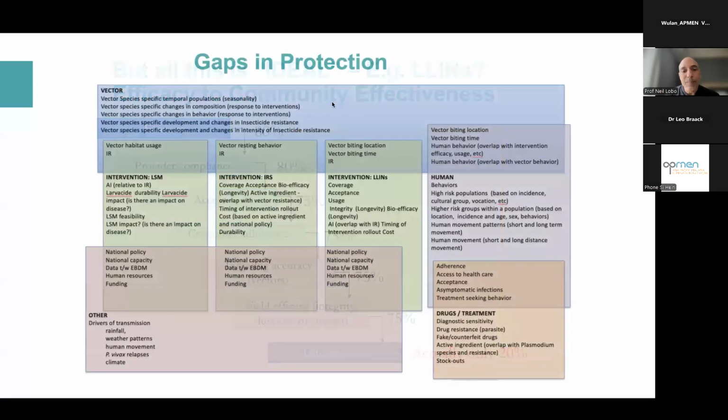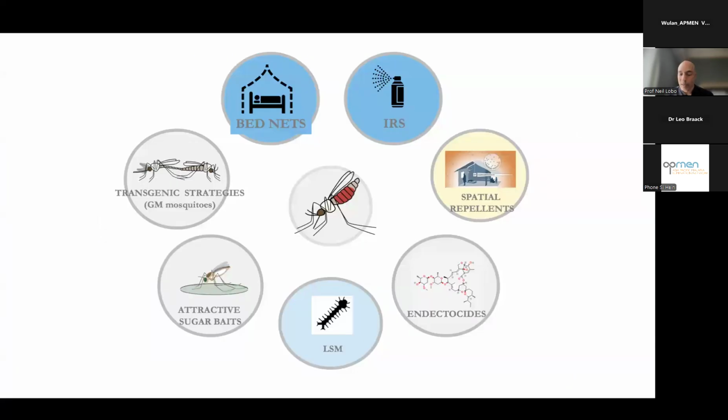And when we look at gaps in protection, don't freak out with this slide. It's scary. You have your vector-related gaps in protection, your each intervention. So there's LSM here, IRS here, bed nets here, and they overlap as well. And then you have your human gaps in protection, and you have your drugs and treatment-based gaps in protection, and others, rainfall, weather patterns. And then you also have national policy. And overall, there are so many things you can look at that actually reduce protections. And that's what we sort of want people to do. Try and understand how things are not working versus how they're working.